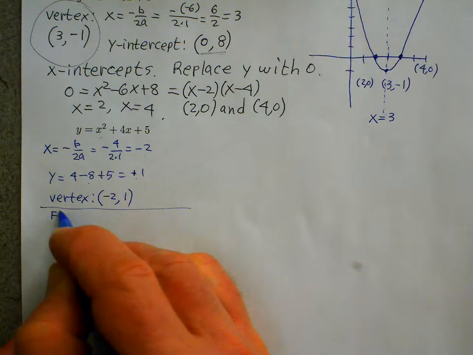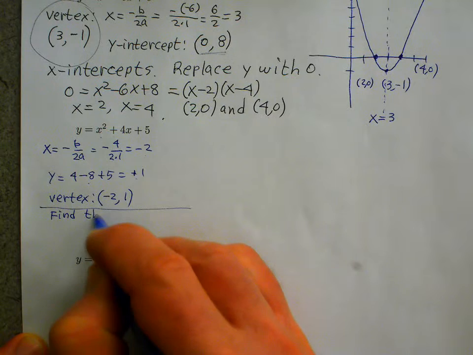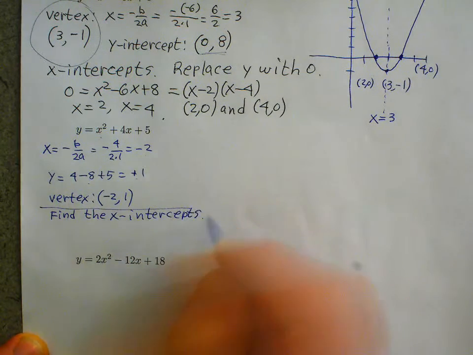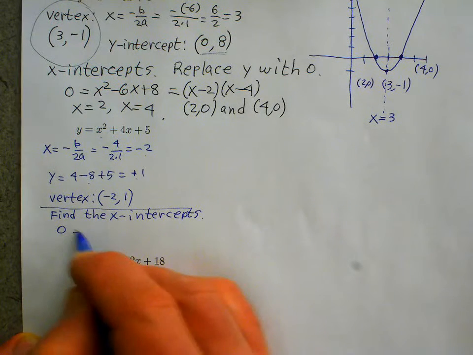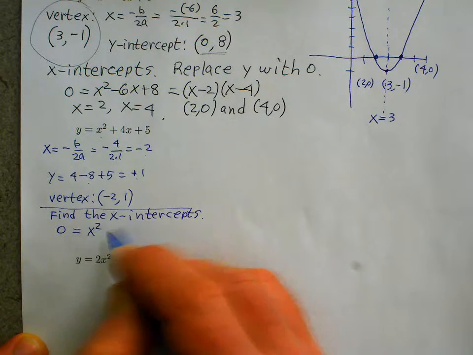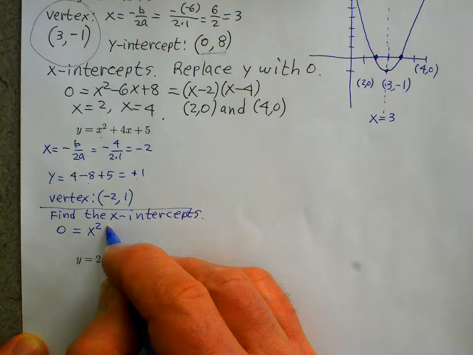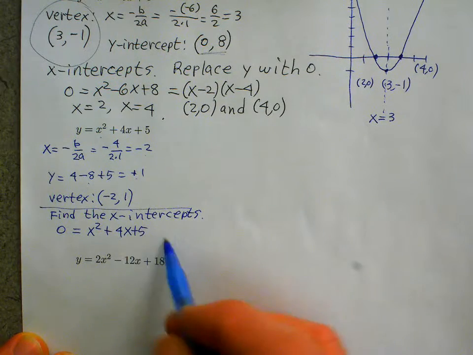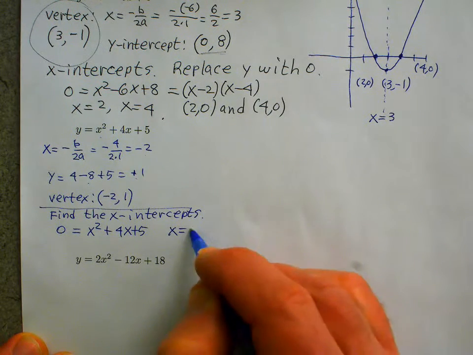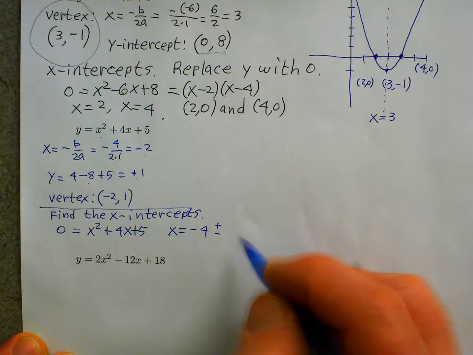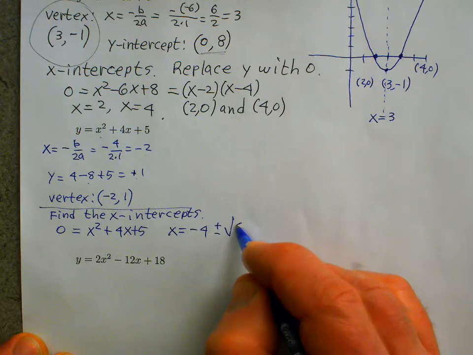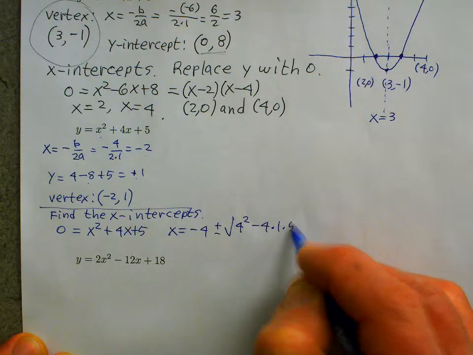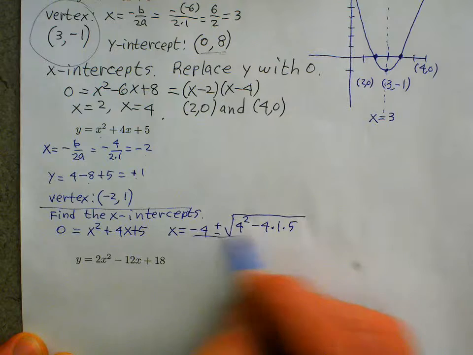So let's do that. Find the x-intercepts. The procedure is replace y with 0 and solve the quadratic equation for x. So 0 equals x squared plus 4x plus 5. And if we use the quadratic formula, we get x equals negative 4 plus and minus the square root of 4 to the second minus 4 times 1 times 5, all divided by 2 times 1.